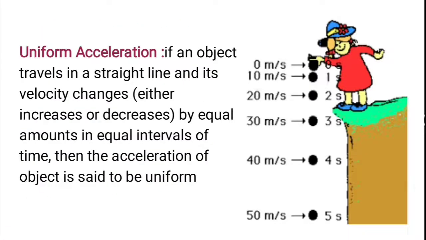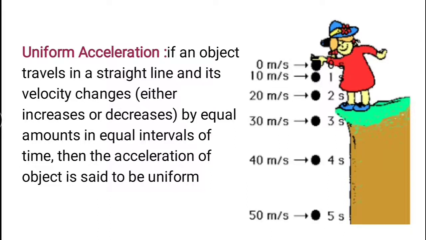Now again we have two terms related to acceleration also, as we saw in the case of speed and velocity: uniform acceleration and non-uniform acceleration. Uniform acceleration means an object travels in a straight line and its velocity changes by equal amounts in equal intervals of time. For example, when the ball is released from this height, as the ball approaches the ground, its velocity is continuously increasing, but the change in velocity is constant.